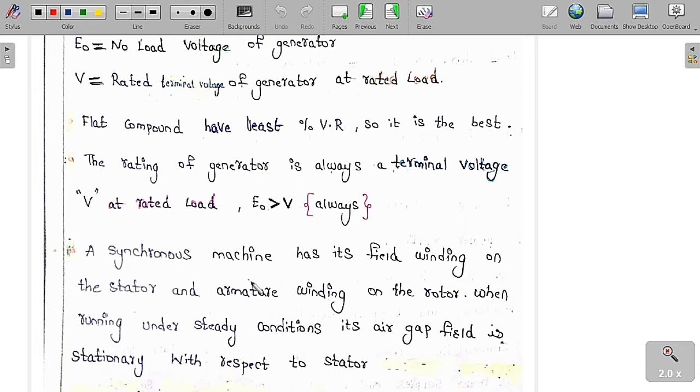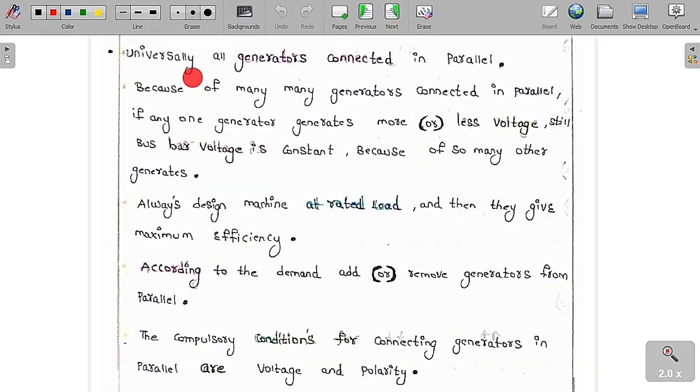I have already told you, for low rating machines we keep the field winding on the stator and the armature winding on the rotor. But for higher rating machines, we keep the armature winding on the stator and the field winding on the rotor. So universally, all generators are connected in parallel.